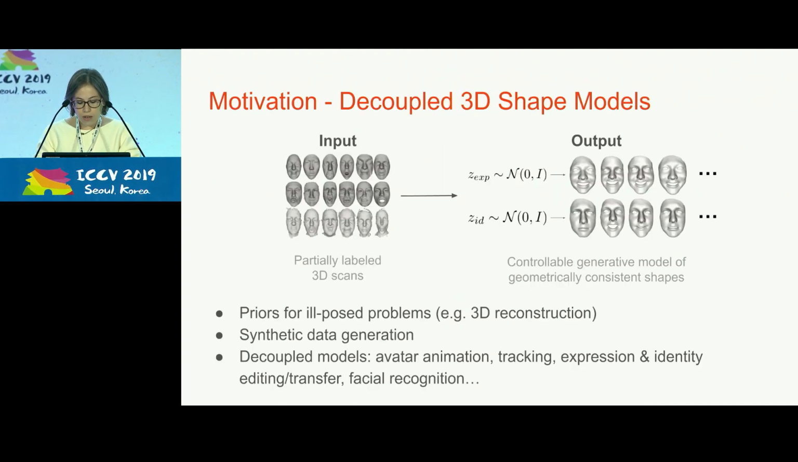Generative models of the 3D face are widely used for tasks such as 3D reconstruction or synthetic data generation. We consider here as input a dataset of 3D face scans, partially labeled with attributes such as expression or identity, and the goal of this work is to build a generative model of the 3D shape with a decoupled latent space, so that we can have independent control of the different factors of variation that influence the shape, such as identity or expression. Having models with a decoupled latent space allows us to incorporate semantic control in the generative process and can simplify applications such as avatar animation, expression transfer, or 3D face recognition.